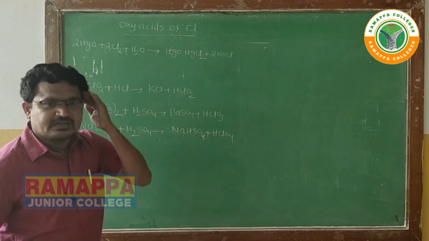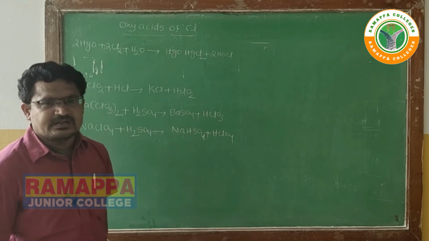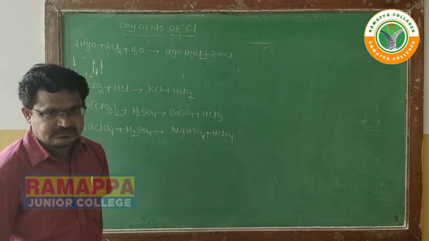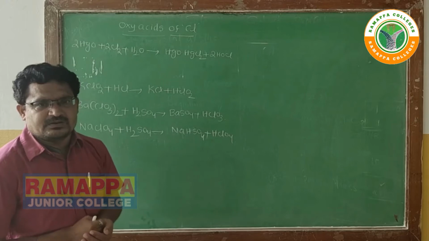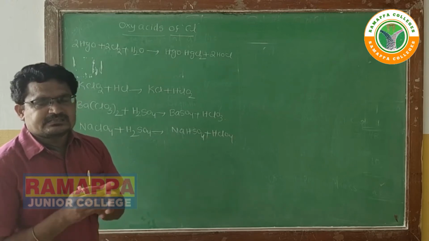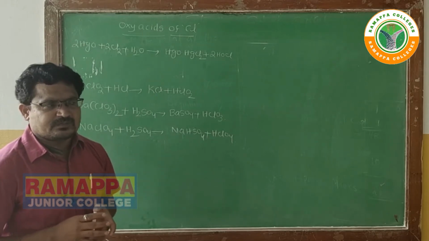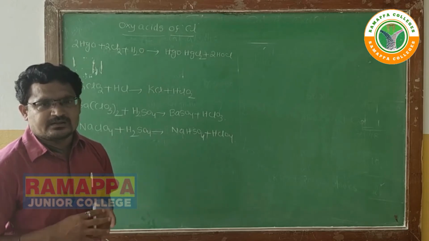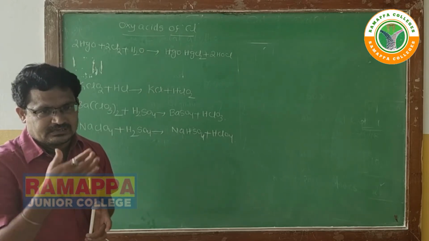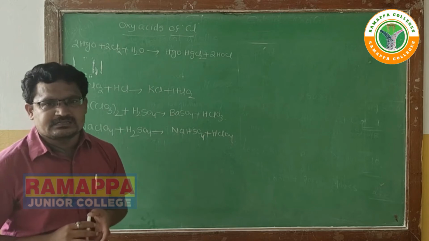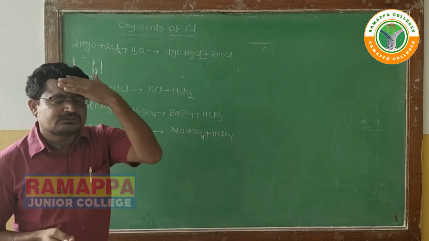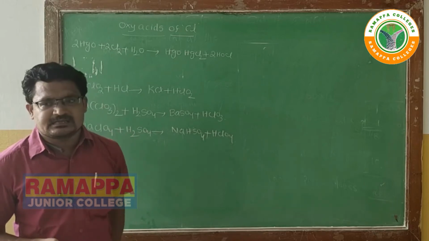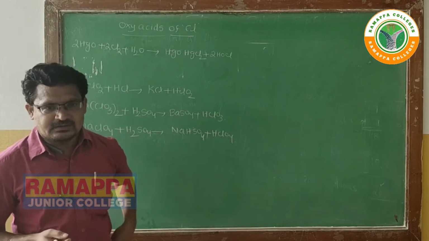Then the next topic is interhalogen compounds. These interhalogen compounds are 4 types: AX, AX3, AX5, AX7. What is the definition of interhalogen compound? When two halogen atoms react with each other, they are called interhalogen compounds. These are of 4 types, that is AX, AX3, AX5, AX7.